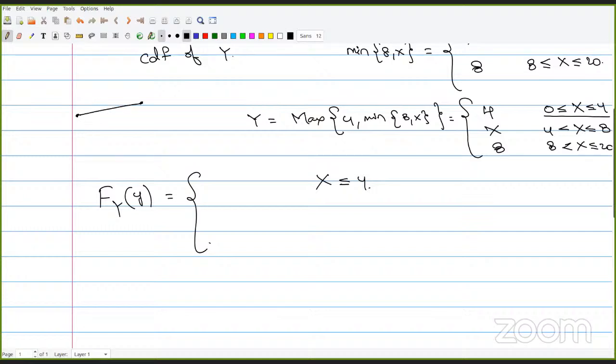So if y is less than or equal to 4, the probability that y is less than or equal to 4 is nothing but the probability that y is equal to 4. It cannot go below 4. As this is continuous, the probability at one point will be 0.